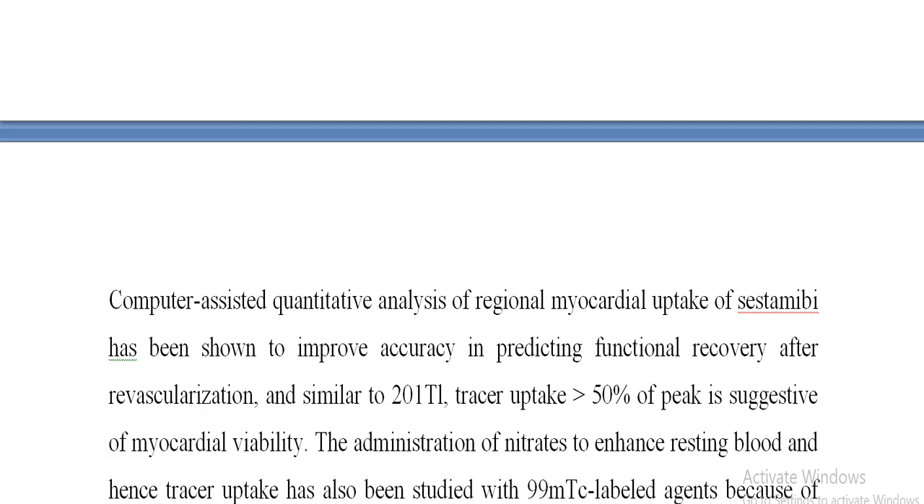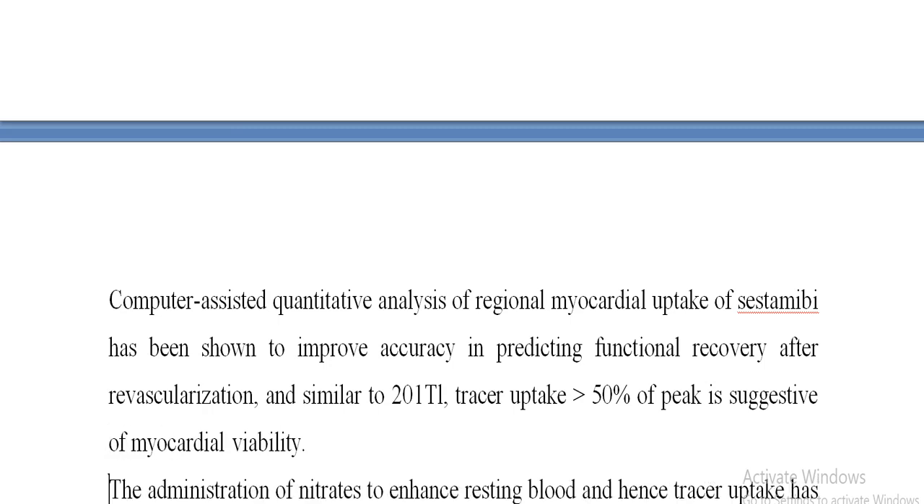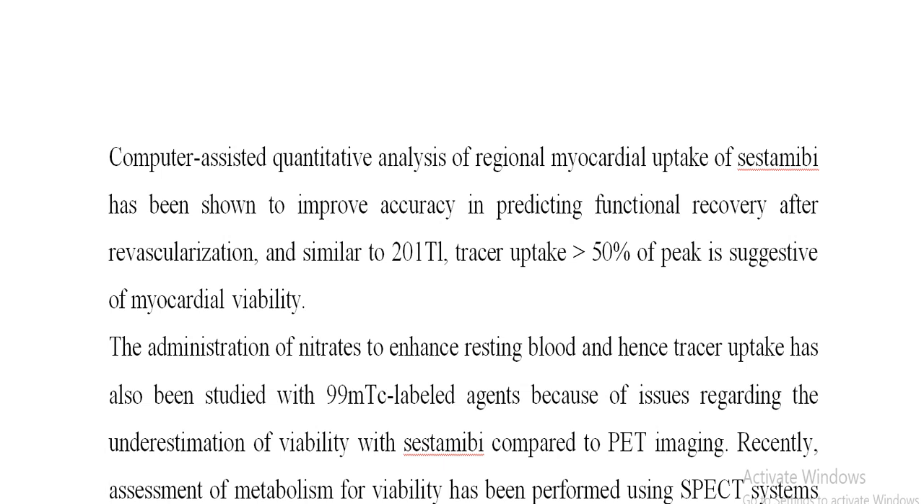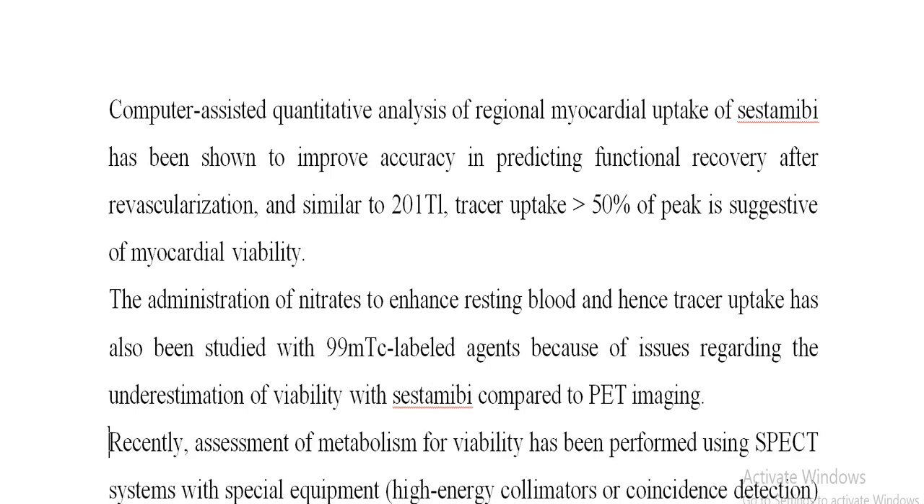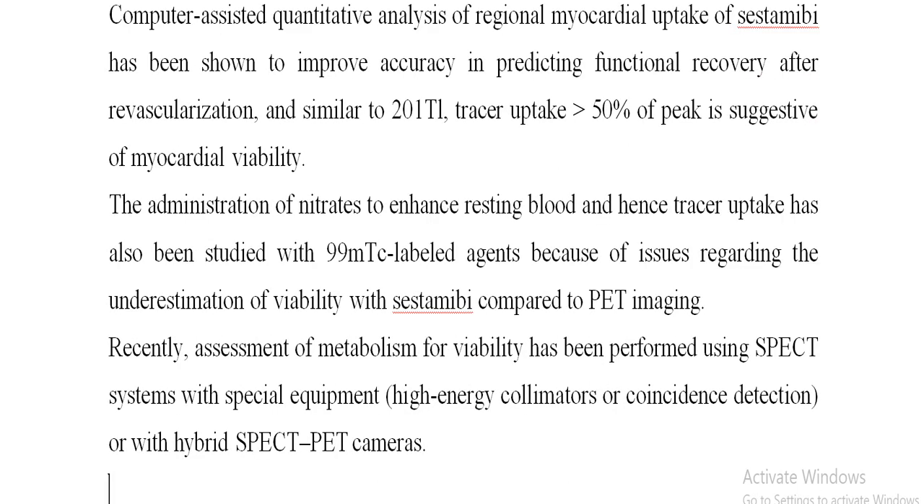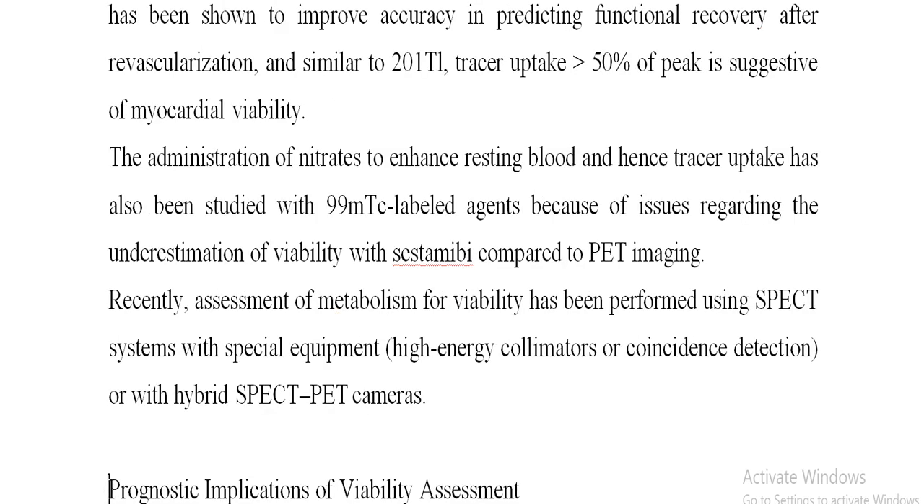The administration of nitrates to enhance resting blood flow and tracer uptake has also been studied with 99mTc-labeled agents because of issues regarding the underestimation of viability with sestamibi compared to PET imaging. Recently, assessment of metabolism for viability has been performed using SPECT systems with special equipment, high-energy collimators or coincidence detection, or with hybrid SPECT-PET cameras.